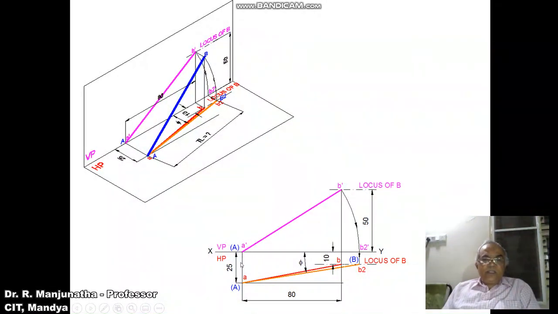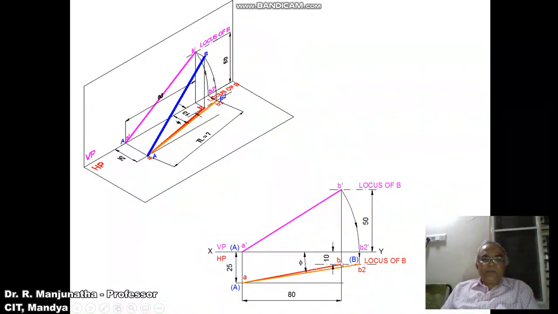NDA is in HP and 25 mm in front of VP, and NB is above HP by 50 mm and in front of VP by 10 mm. We know the distance between the end projectors. I will always cut the locus here. One point will be here and the other point will be here. You mark this point as B dash, join A dash B dash with a dark line. And this end projector is also going to cut this locus, so you will get the point small b. Then join A to B with a dark line.